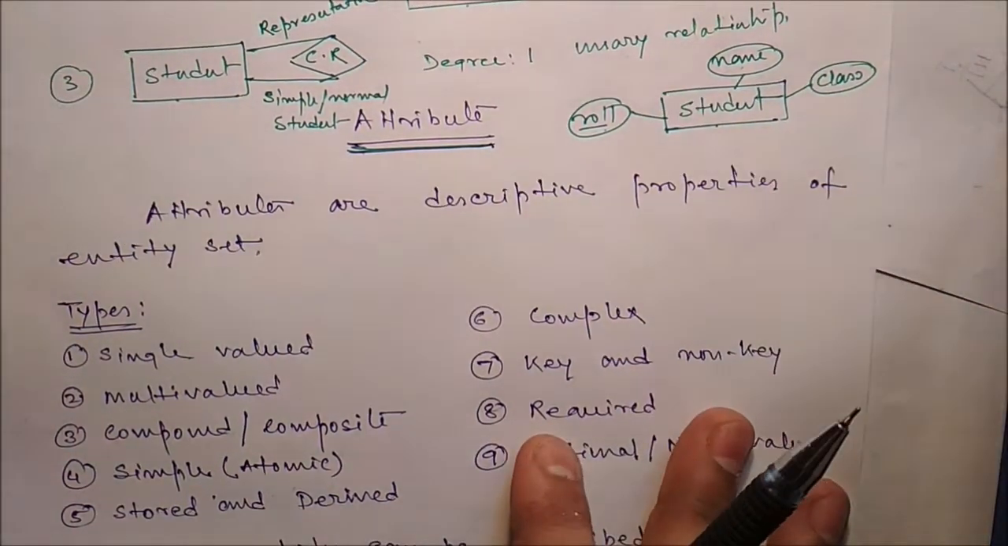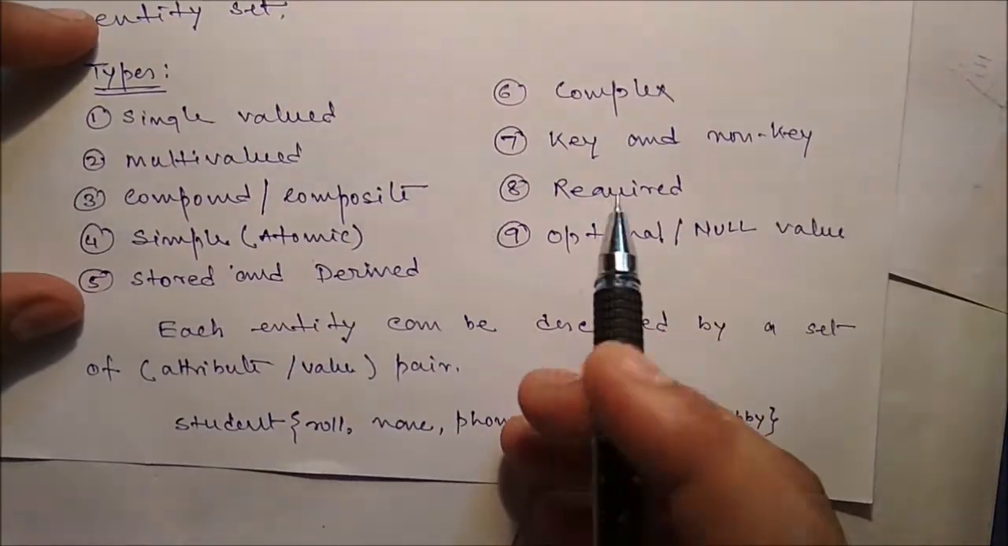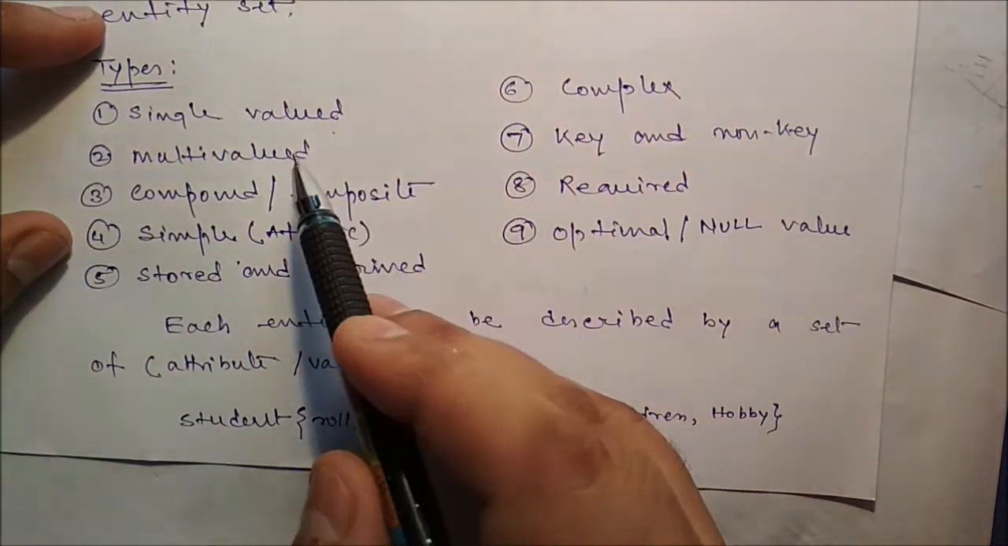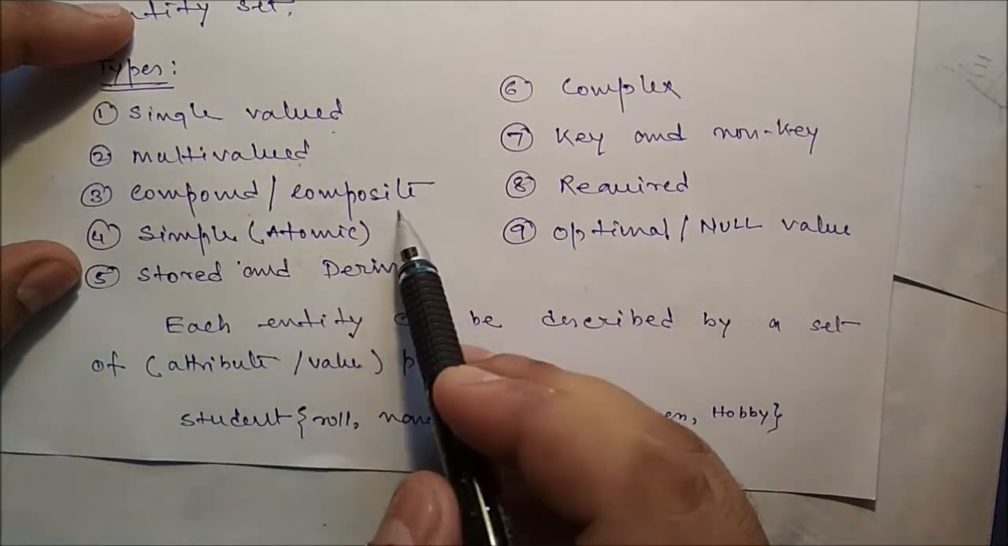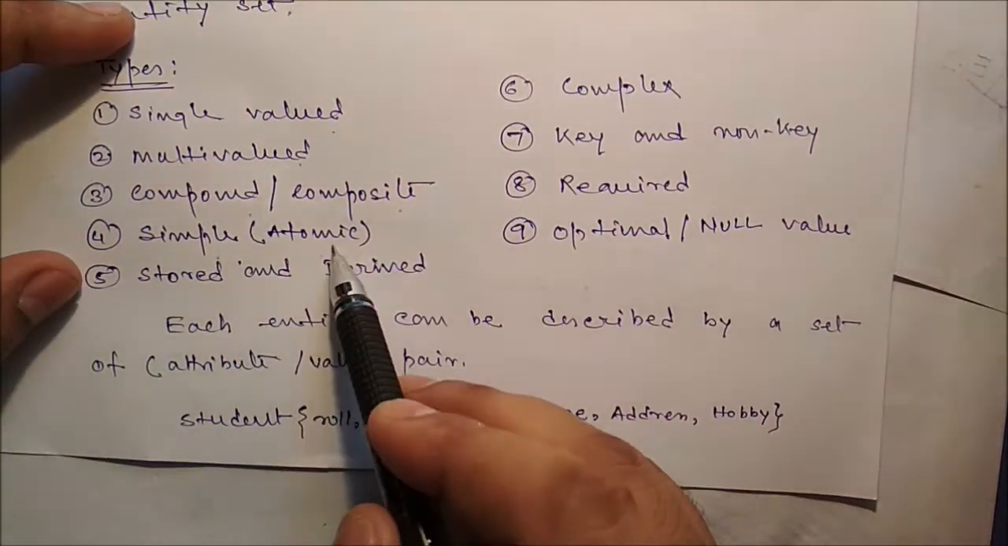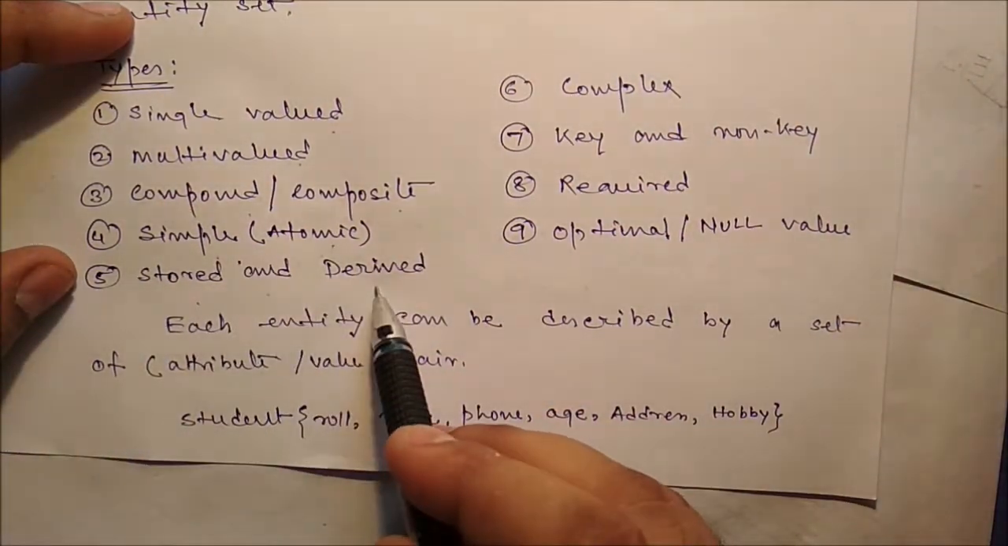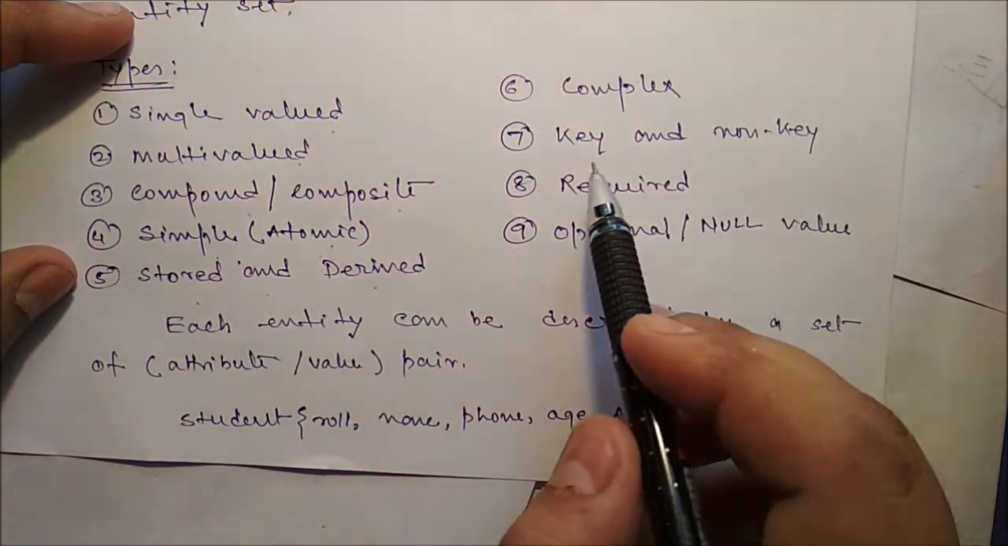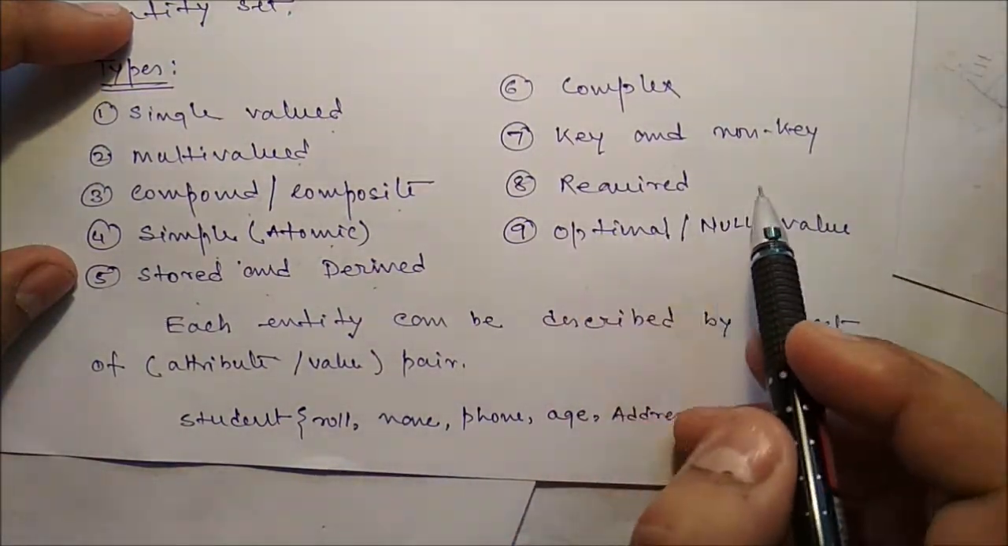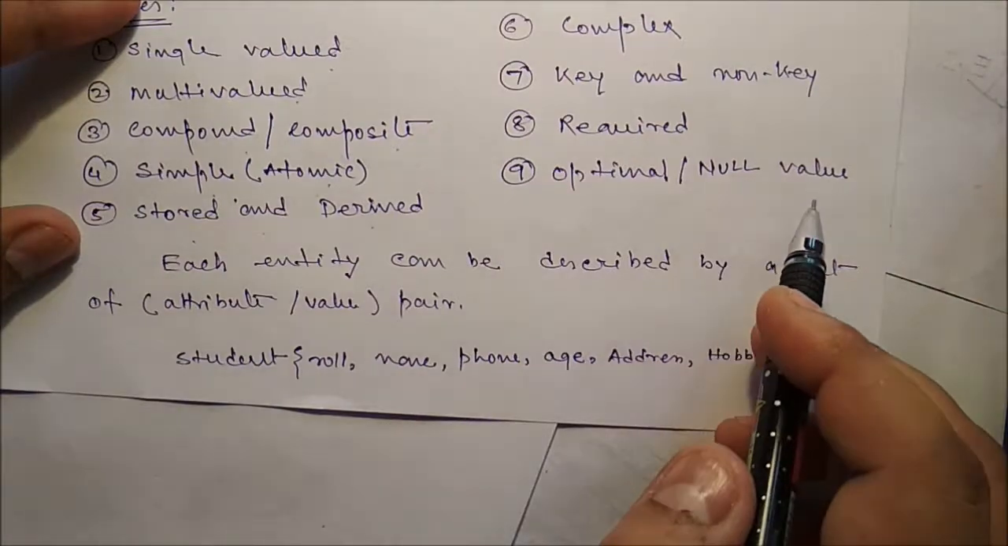Okay, so we will talk in detail about the different types of attributes: single value attribute, multi-value attribute, compound or composite attribute, simple or atomic attribute, stored and derived attribute, complex attribute, key and non-key attributes, required attributes, optional or null value attributes.